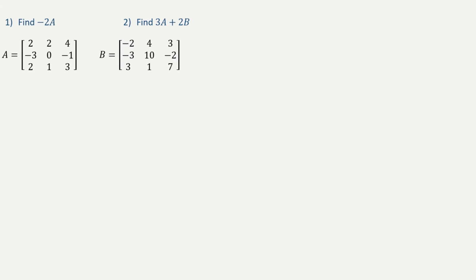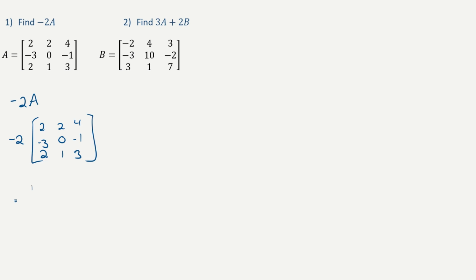Okay, so we'll try another example where it's formatted a little differently. It says find negative 2A, and it gives us two matrices, A and B. Both are 3 by 3 matrices. So negative 2A just means negative 2 times the A matrix. Now these are both square matrices because they have the same number of rows and columns. But scalar multiplication works with any dimension matrix. It does not have to be square.